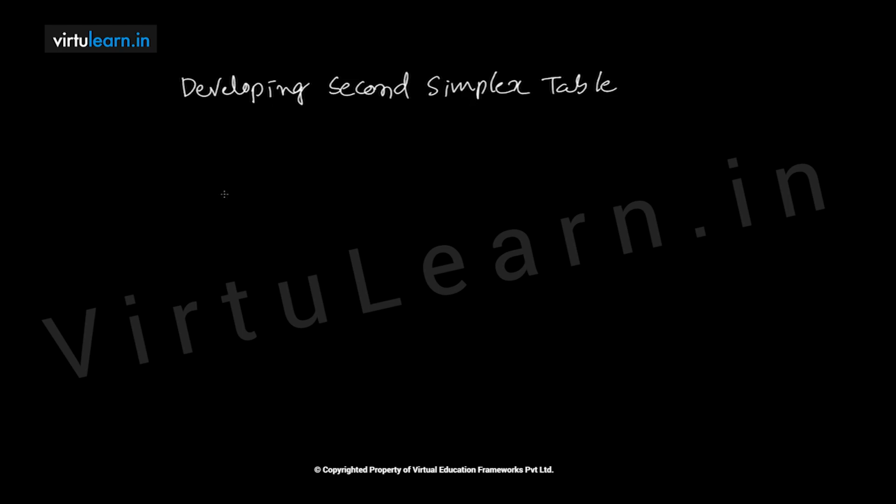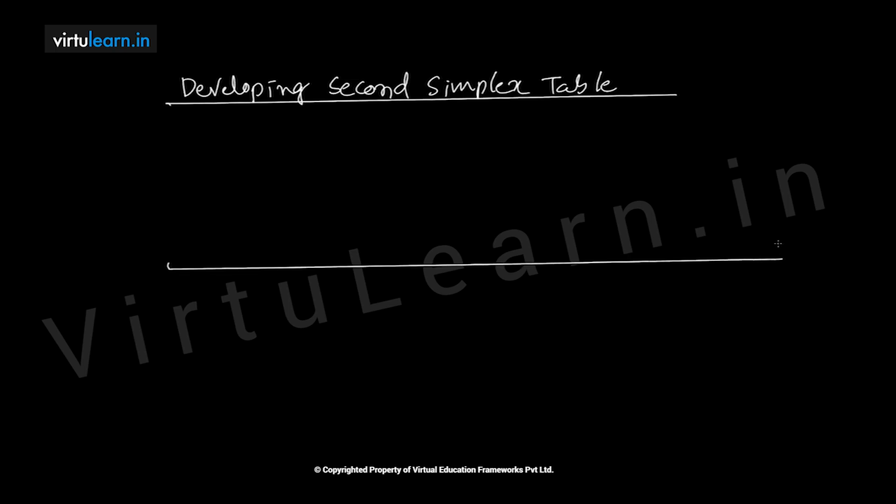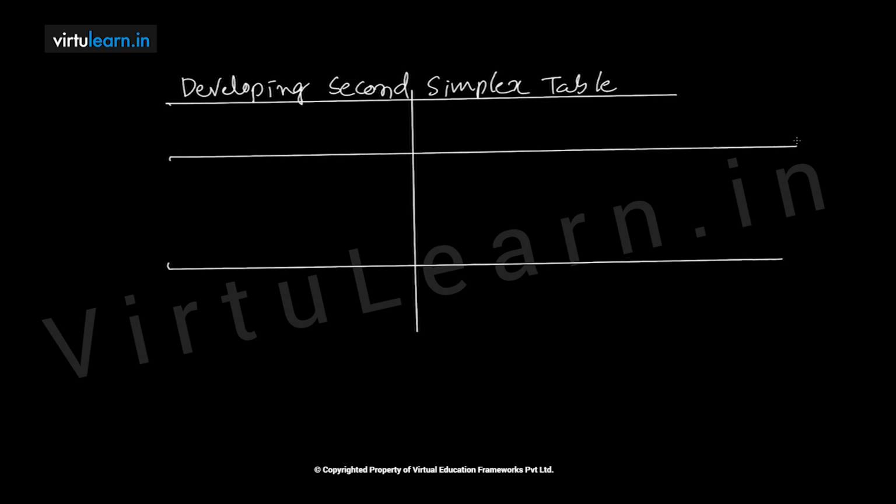Right here we'll take a table. Like this. What we are going to do is, whatever the first row and second row values we have calculated, we are going to put them in this table. Then we'll check the net evaluation row, and then go for further action.